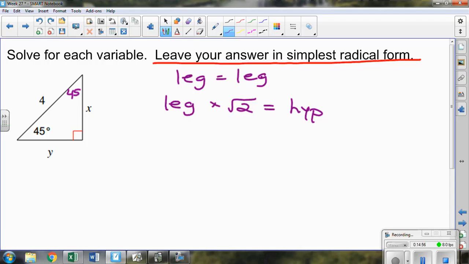Well, here's what we need to do then. If leg equals leg, we know that x and y are actually going to be the same number. So we don't need to do two different things, we just need to get one of them. Well, what pieces do we have then? Okay, square root 4. We know 4 is the hypotenuse, so 4 will go in the position of the hypotenuse. We also know x is the leg, so we have x multiplied by the square root of 2 equals 4.